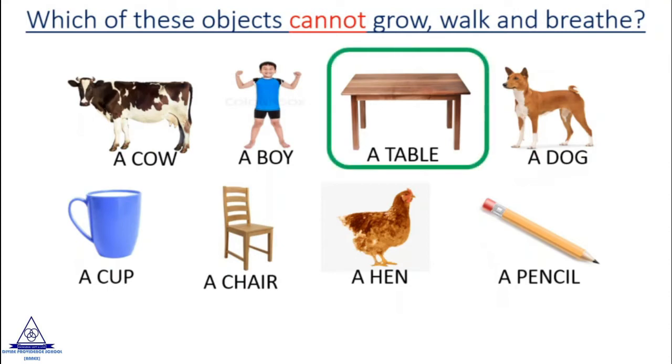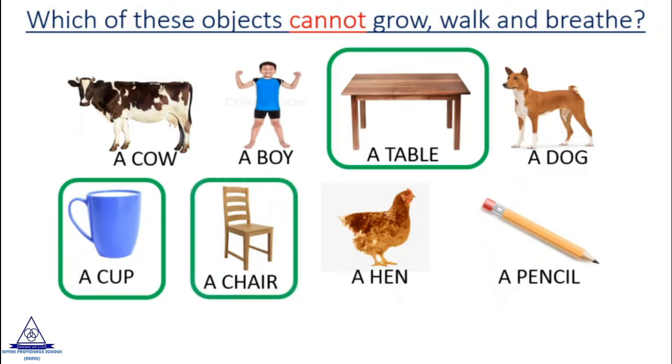And the first object is a table. A table cannot grow, it can't walk, and cannot breathe. Good. We have a cup. Can a cup move from one place to the other? No, a cup cannot move from one place to the other. A cup cannot grow and cannot breathe. We have a chair. Can a chair move from one place to the other? No, unless you carry it from one place to the other.